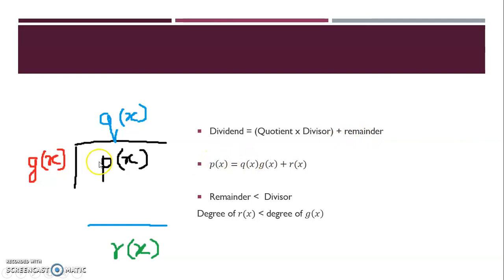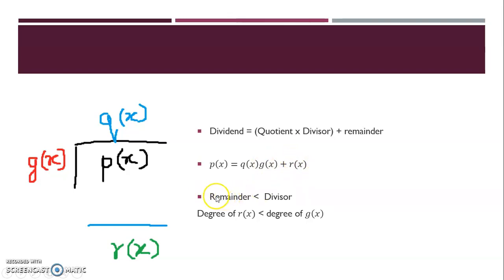So the same thing I can tell in the case of polynomials also. Dividend, okay, p of x is equal to quotient into divisor. Quotient is q of x into g of x plus the remainder is r of x. So I can write p of x is q of x times g of x plus r of x.